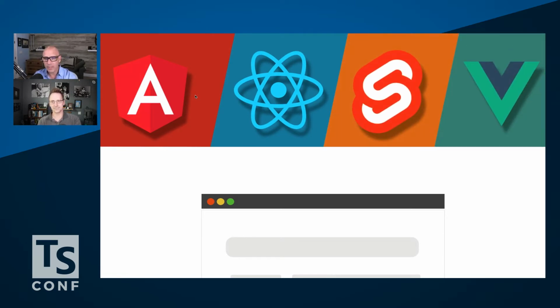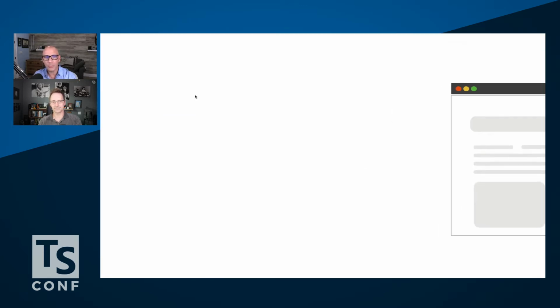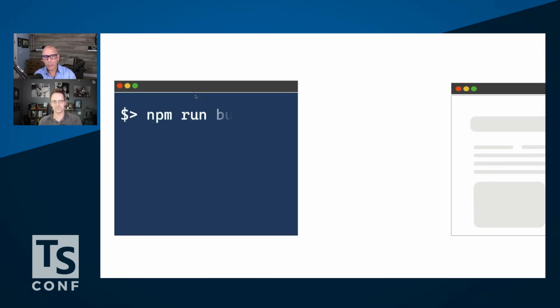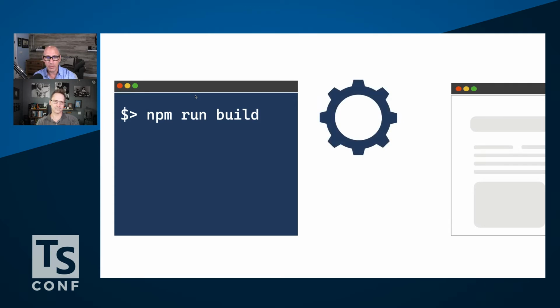Whatever your favorite framework is, they all go through something called a build process. So this is how the web has changed in the last 10 years. We used to just put a script tag on a page and things were good. Now we run npm run build. And when we do that, things start spinning inside the computer.